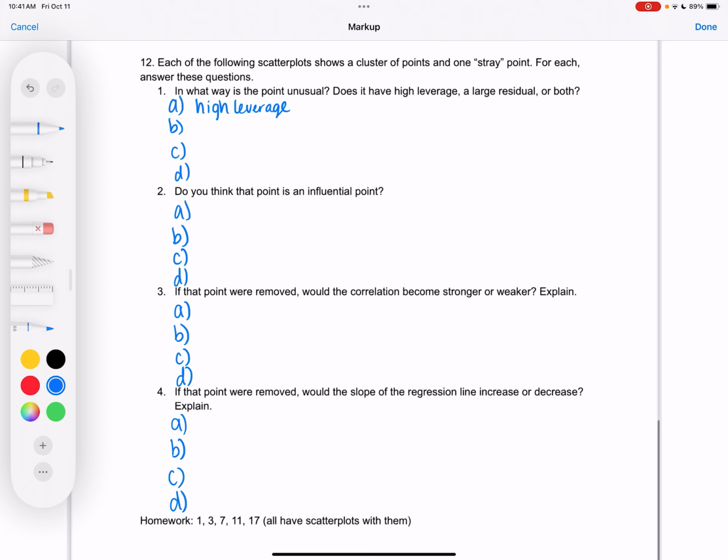Wait, what does high leverage mean again? That's if the x value is far from the other x values. Okay, so it's way off to the side.